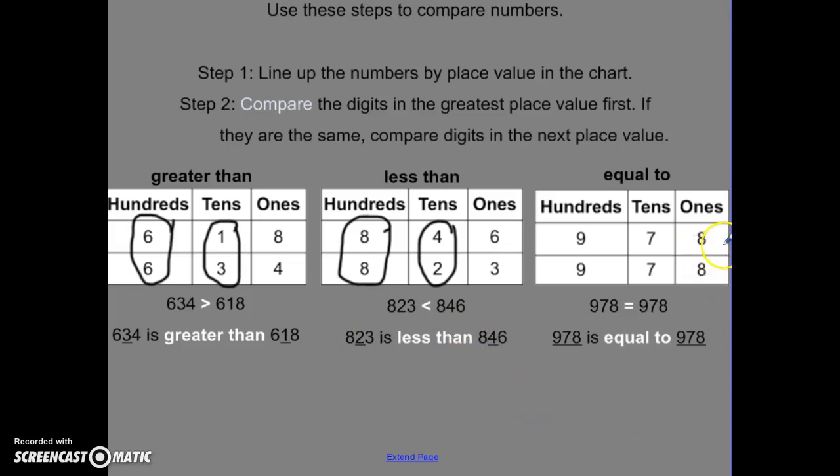In this example, we can see that the numbers are equal. I first looked in my 100 spot and noticed the numbers were the same, 9 and 9. I then moved into my 10 spot and noticed that they were both 7s, which are the same or equal. I then moved all the way into my 1 spot, but noticed that the 8s are also equal. This tells me the number 978 is equal to 978. In this case, I had to look at all three place values to determine what the value of the numbers were.